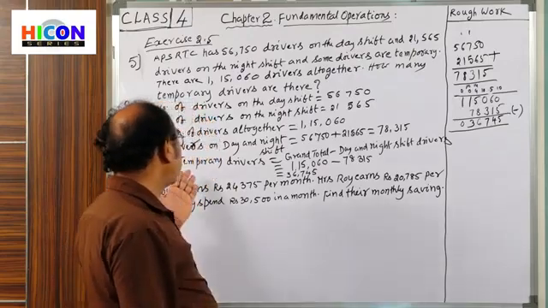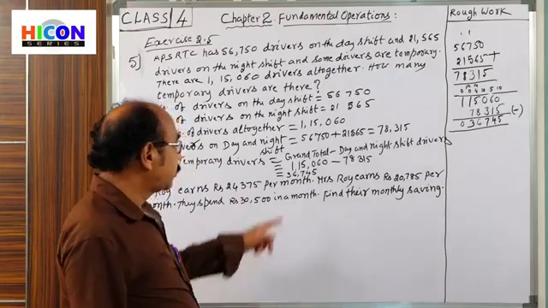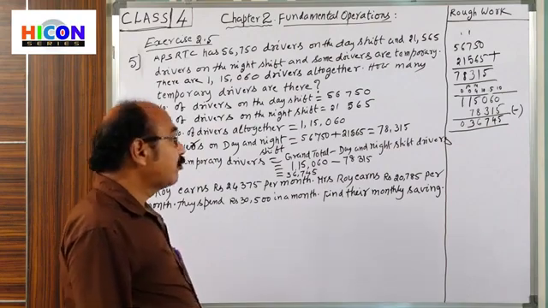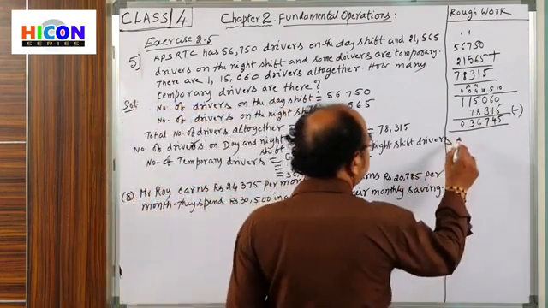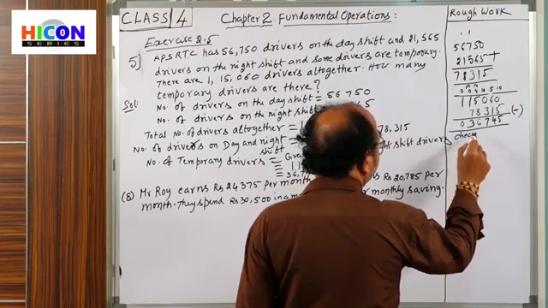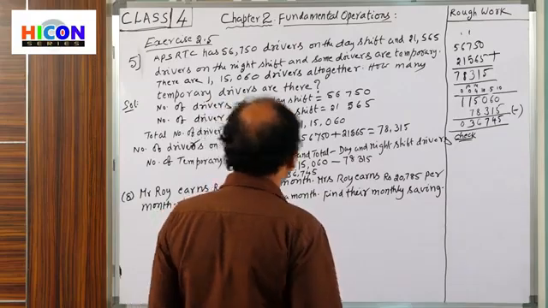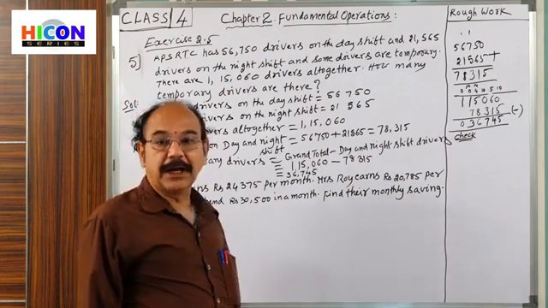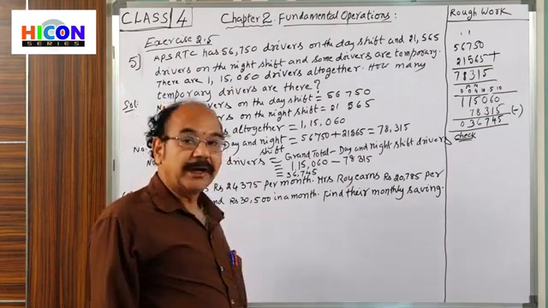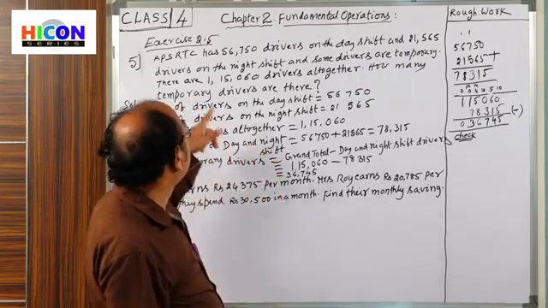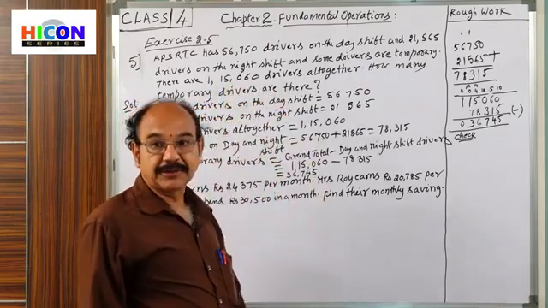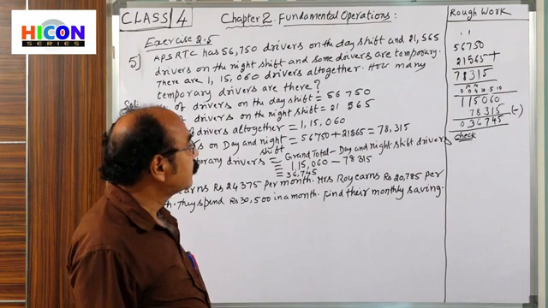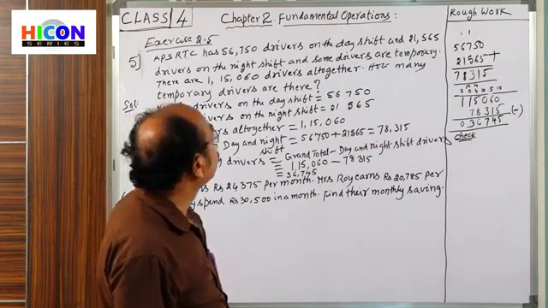36,745. So the number of temporary drivers is 36,745. Okay, students, if you want to check your answer, what you have to do? Night shift drivers, day shift drivers, and temporary drivers, add all the three. If you add all the three, then you have to get 1,15,060 drivers. Okay, children.